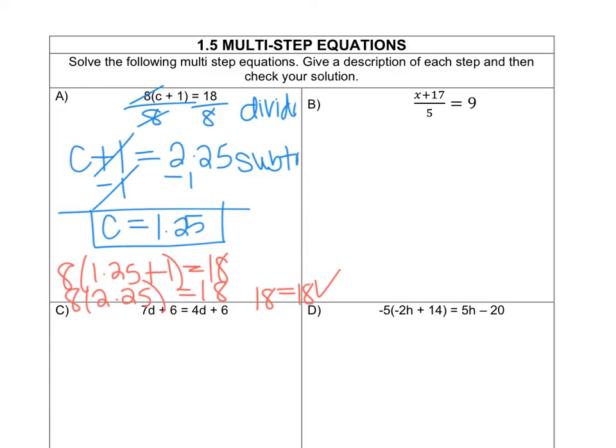Okay, so now I have (x plus 17) divided by 5 equals 9. So now we want to figure out what does x equal. So since I'm dividing everything in the numerator, which is where my variable is, by 5, I need to get rid of that 5. So the opposite of dividing by 5 would be to multiply by 5. So I'm going to multiply each side by 5.